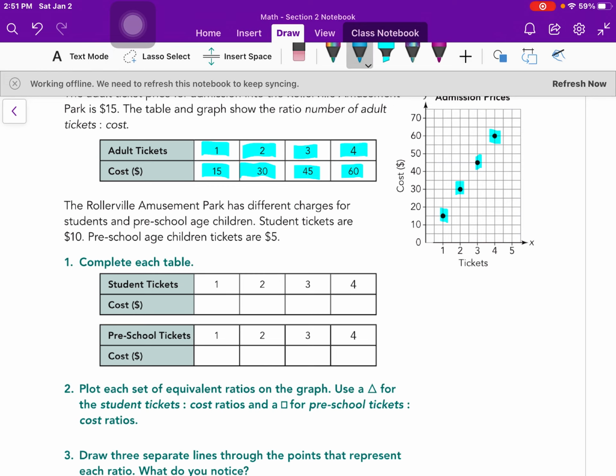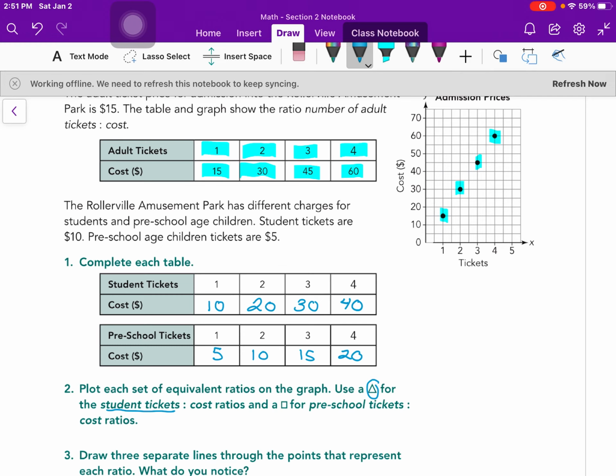Okay, hopefully you were able to come up with the student ticket. One student ticket costs $10, 2 of them would cost $20, 3 would cost $30, and 4 would cost $40. For the preschool tickets, 1 is $5, 2 of them would be $10, 3 would be $15, and 4 would be $20. Okay. Then it says to plot each set of equivalent ratios on the graph. Use a triangle for the student tickets to the cost and use a square for the preschool tickets.